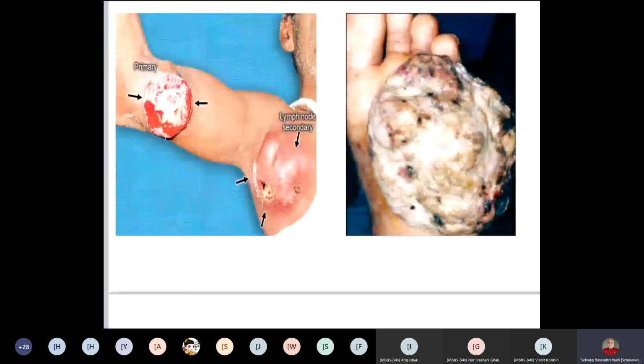How will you confirm the diagnosis? You are thinking it is malignancy by looking at a thing like this. How will you confirm that this is squamous cell carcinoma? Yeah. Biopsy. From where will you take the biopsy? Edge biopsy. Yeah, edge biopsy. Why not at the center of the ulcer? Why are you taking the edge biopsy? Why are you taking it from the edge?